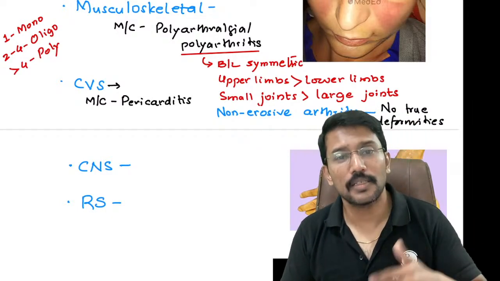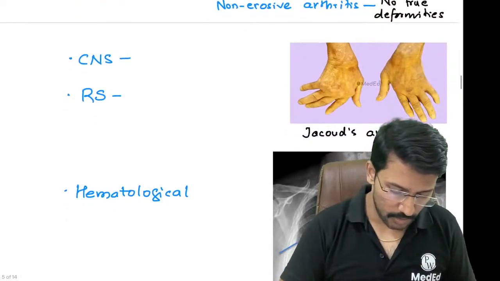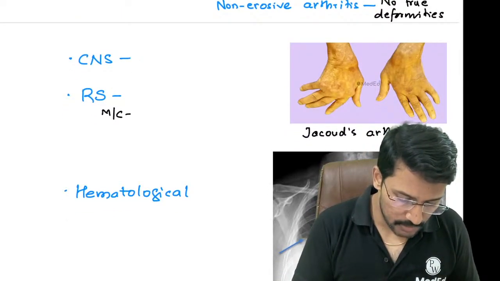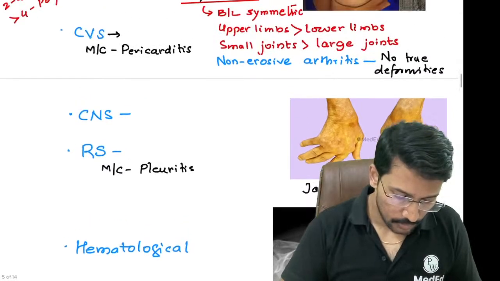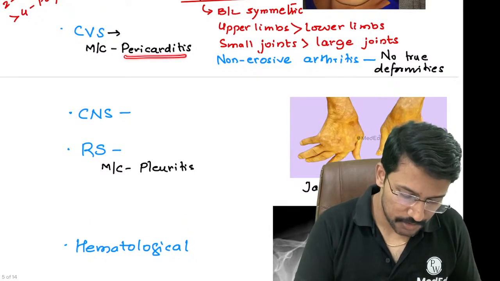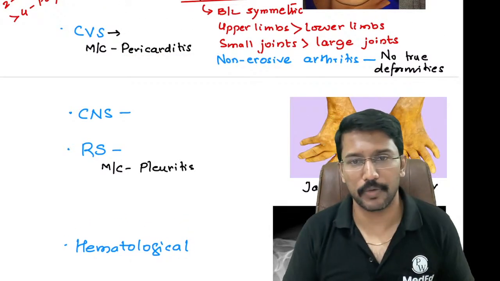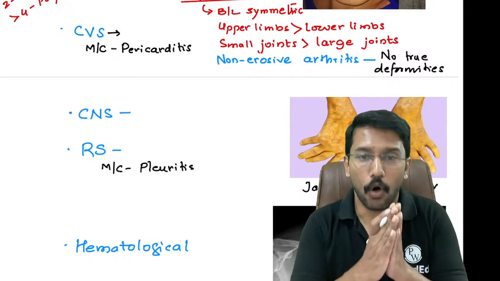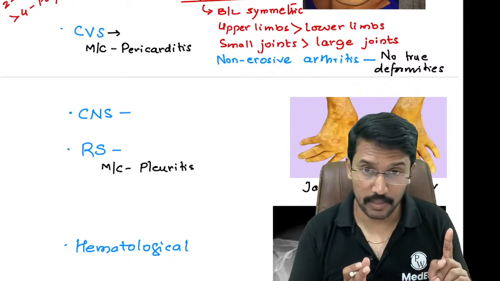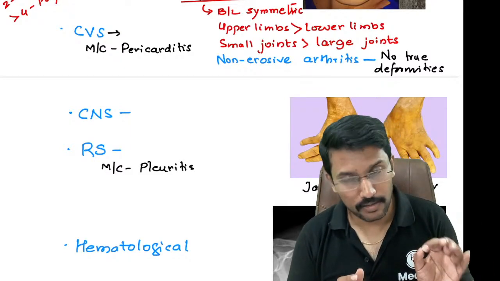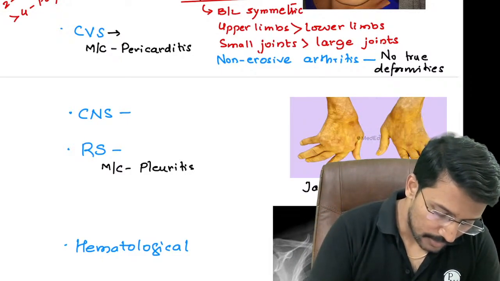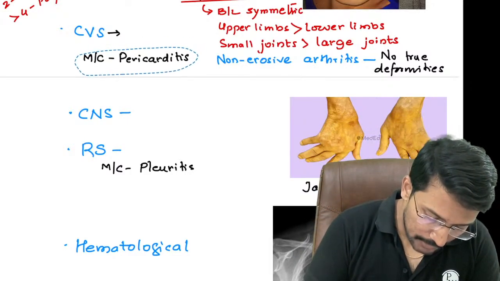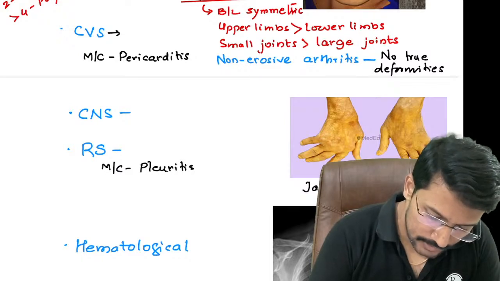In RS, it is pleuritis. So, the most common respiratory system manifestation of SLE is going to be pleuritis. The most common cardiovascular system manifestation is going to be pericarditis. But please remember, SLE affects all three layers of the heart. It will cause pericarditis, it will cause myocarditis, it can also cause endocarditis. So it affects all three layers. And if it causes endocarditis, what do we call it?